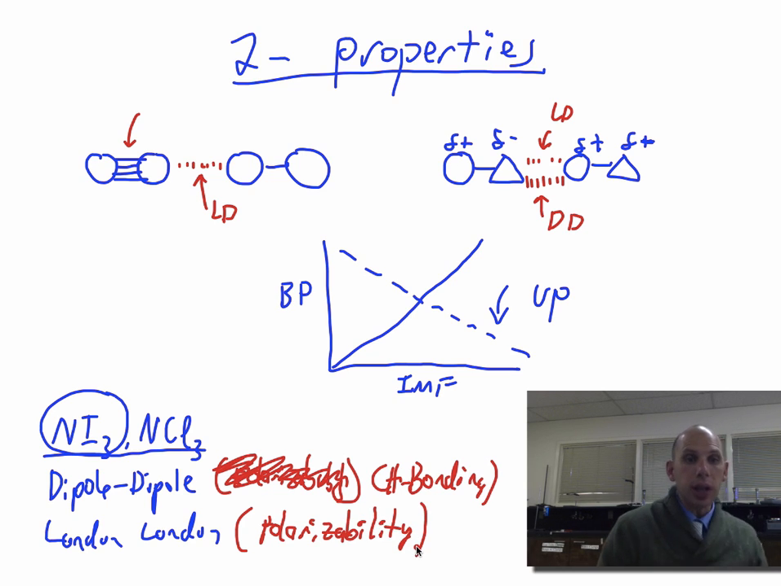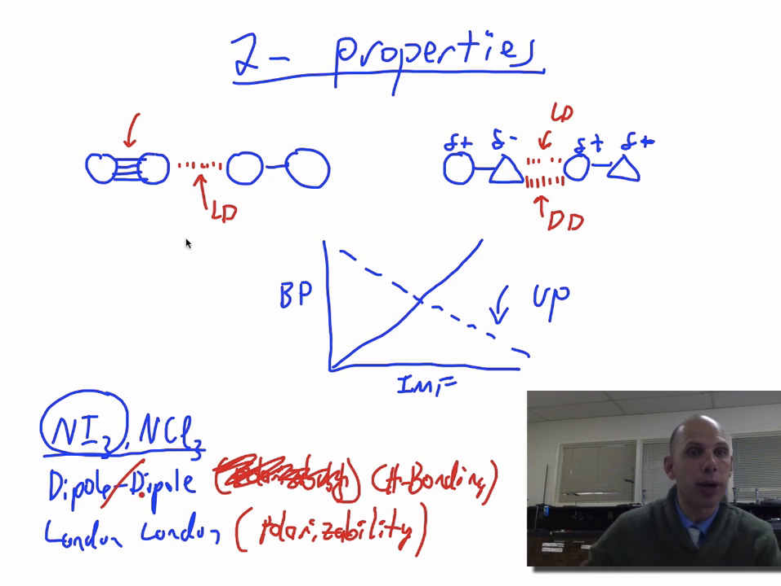Okay? So in this case, you have hydrogen bonding if you have hydrogen connected to nitrogen, oxygen, or fluorine. That's going to create a really big dipole, causing this connection here to be really strong. Okay? We don't have that here. So we need to look to London.